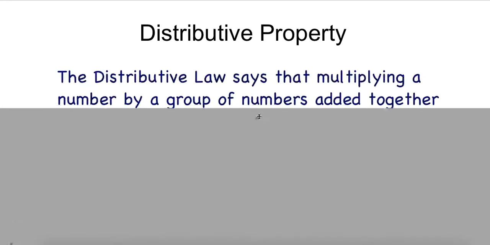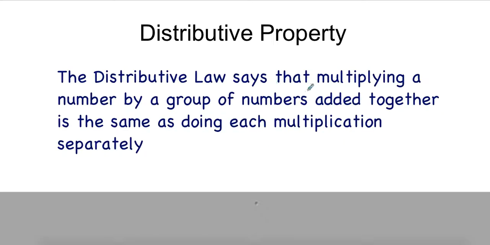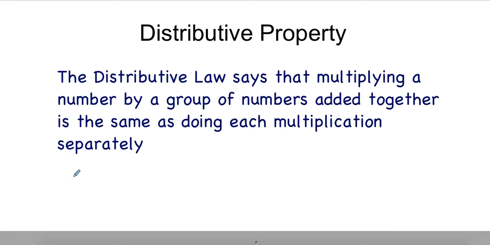In this video, we're going to do a quick review of the distributive property and what exactly that means. So if you look in your notebooks, when we took the notes on distributive property, you should know that the distributive law says that multiplying a number by a group of numbers added together is the same as doing each multiplication separately. Now that's just a fancy way of saying, say for example, I had a problem like this.